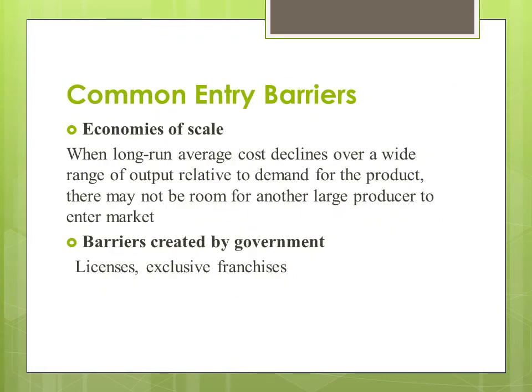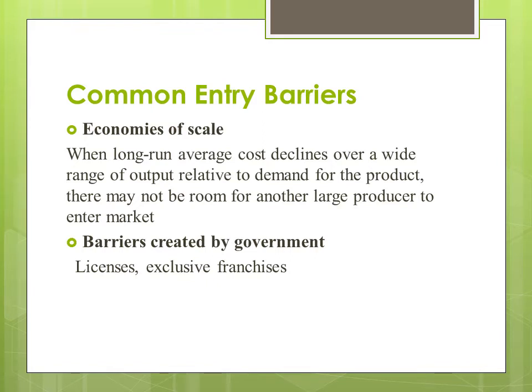Common entry barriers, economies of scale. When long run average cost declines over a wide range of output relative to demand for the product, there may not be room for another large producer to enter the market. So as we know, in economies of scale, in the long run, over the time when production will increase, average cost will decrease. So there may not be space for a new producer to enter the market.